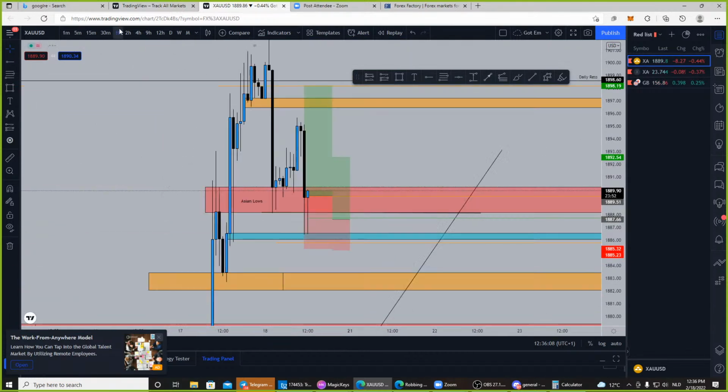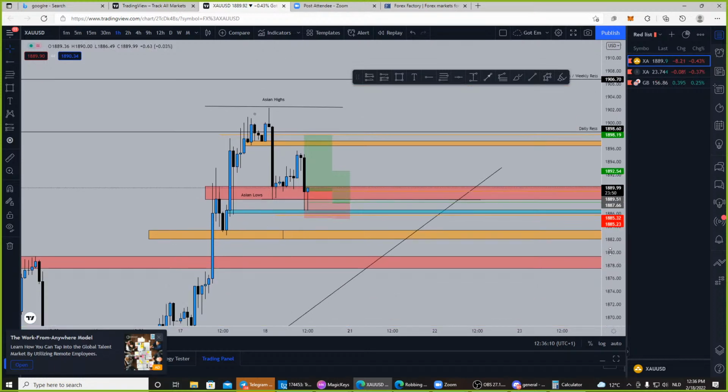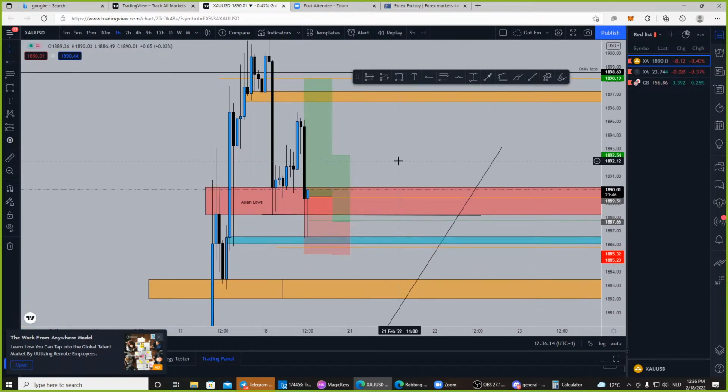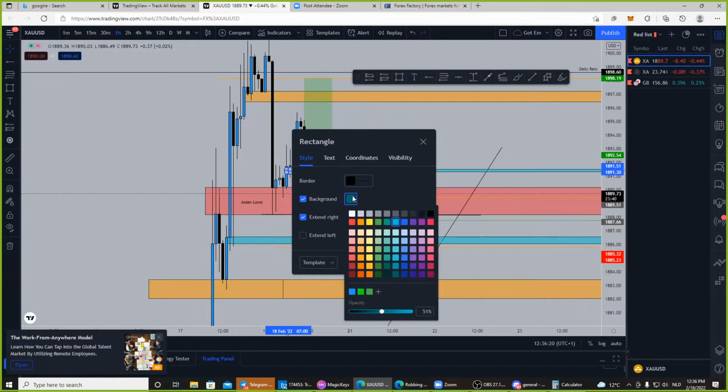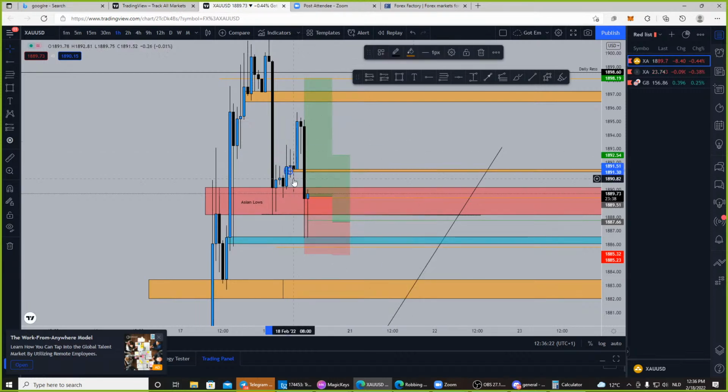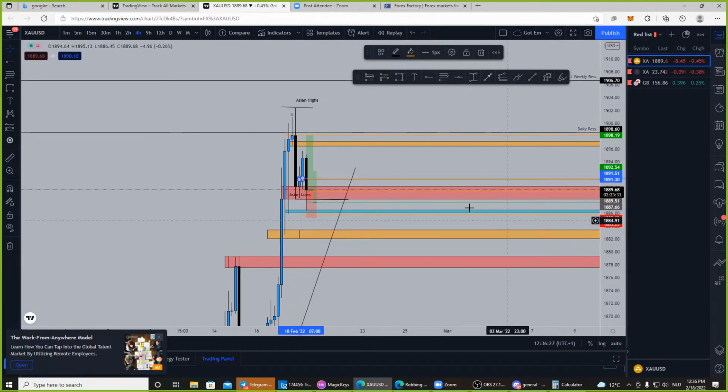Okay, yeah, let's see. So now the 1 hour rejected here again, and we're kind of pushing up. But the area that I want to pay attention to is this area right here. Let me make that orange. That's an area where you've got to be careful, right?